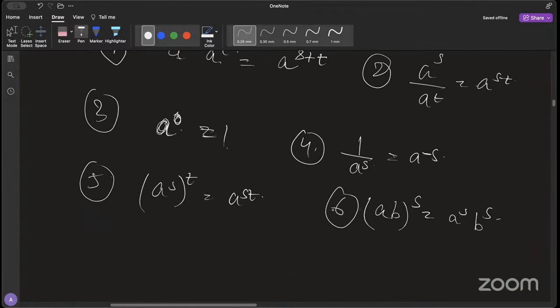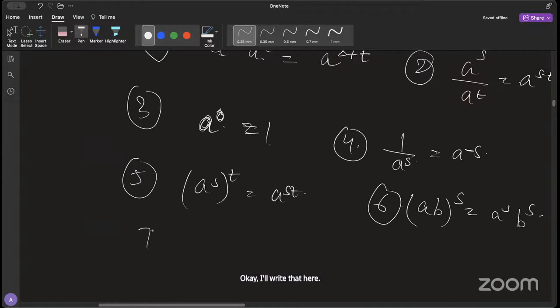We forgot one more here. I should have written it, okay, I'll write that here. Seventh one. It is similar to this one, which is a to the power m by n. If I take a to the power m by n, this means a to the power m, and this whole to the power 1 by n. And power 1 by n basically means, maybe I should write power 1 by n first. A to the power 1 by n basically means the nth root of a.